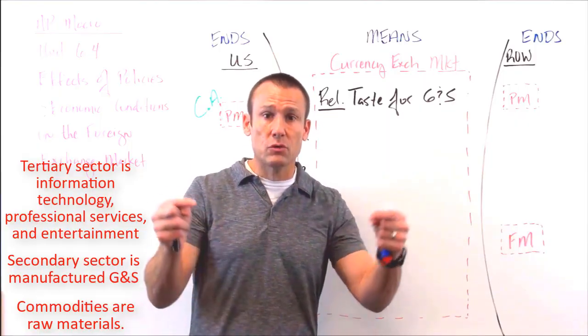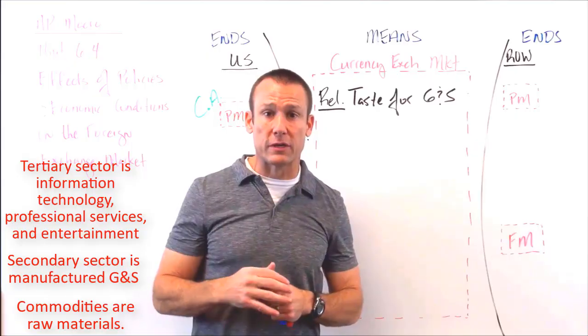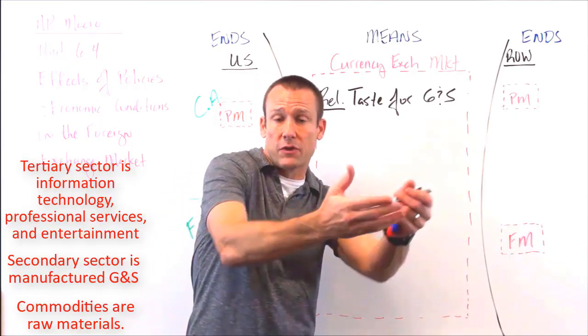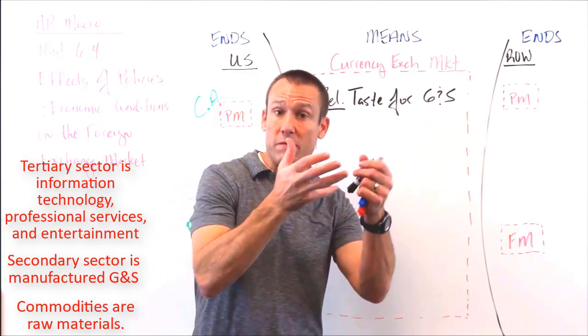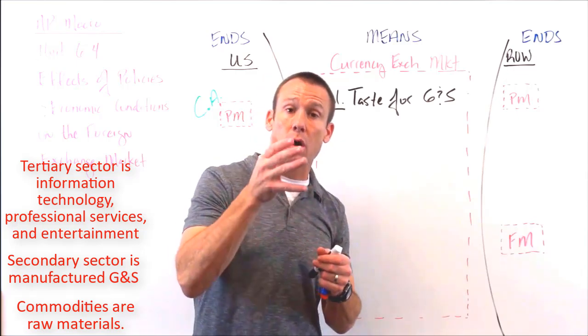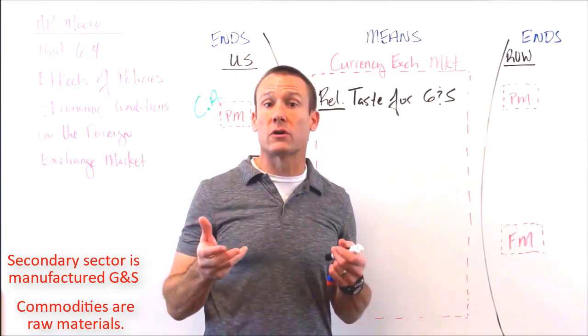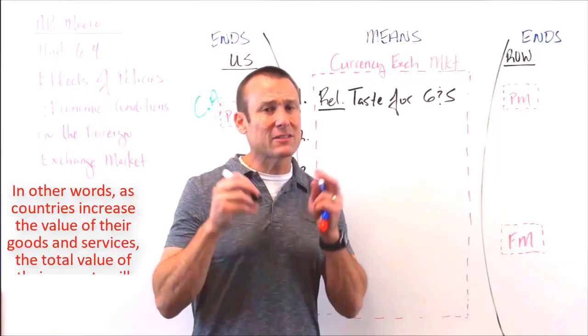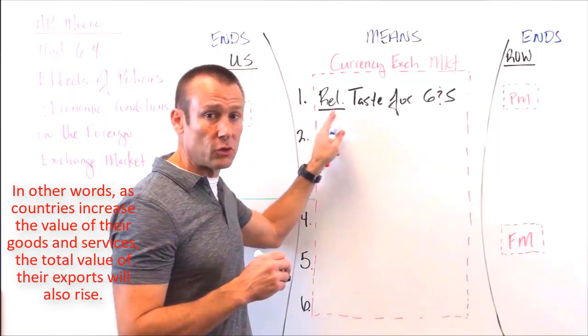So as a country moves up the value chain of what they're producing, people are going to want more of their goods and services. And again, these goods and services are going to be more valuable, so people are going to need more of that country's currency, and so their currency is going to appreciate. That's the number 1 thing I like to associate with this one.